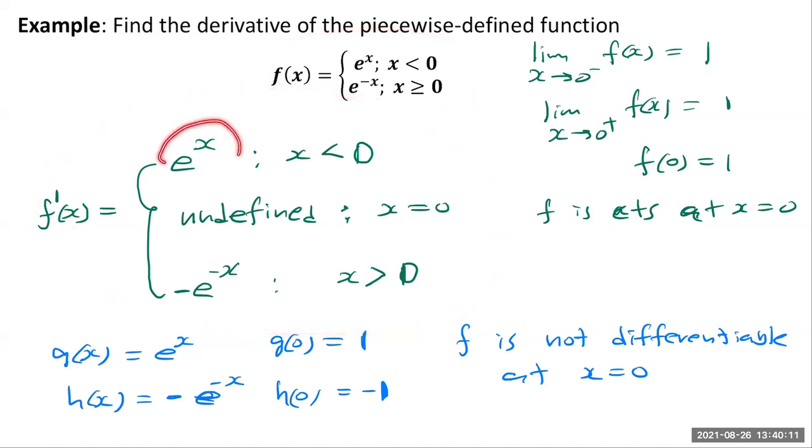The derivative is e to the power x when x is strictly less than 0. The derivative is undefined when x is equal to 0. And the derivative is minus e times e to the power minus x when x is strictly greater than 0. So that completes that example.